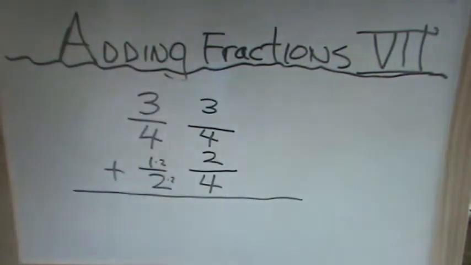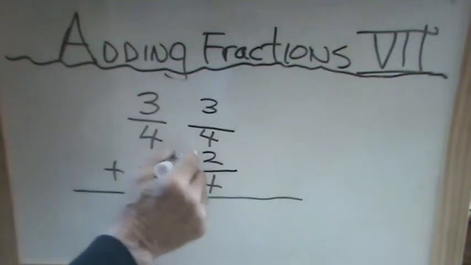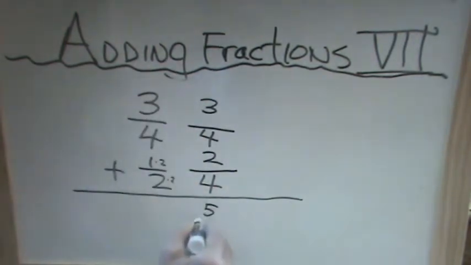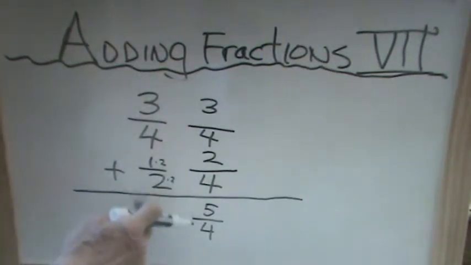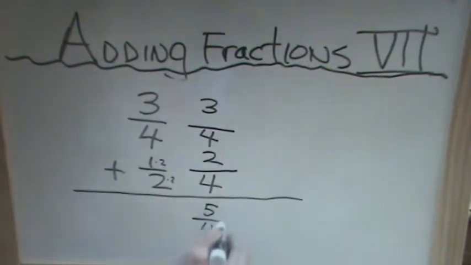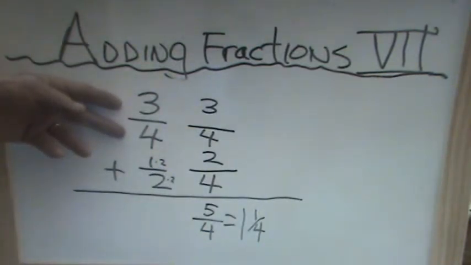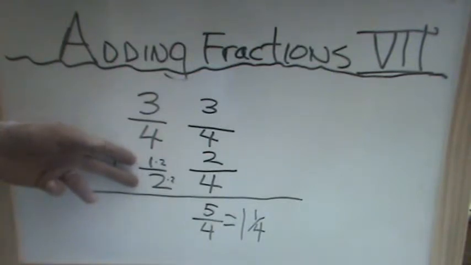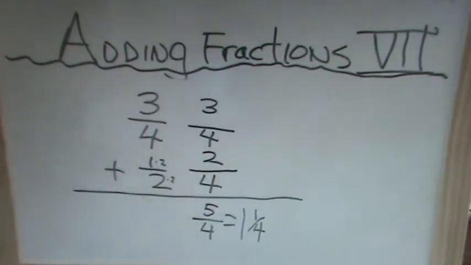And once they have the same denominator, well, we know what to do with a fraction when it has the same denominator. We add the numerators. 3 and 2 is 5/4. And we know, okay, improper fraction, we have to change this. 4 goes into 5 one time, and there's 1 left over. And then we say, well, is this in its lowest name? Yes, of course it is. Okay, so then the answer is 1 and 1/4. So if I add 3/4 and 1/2, I get 1 and 1/4.